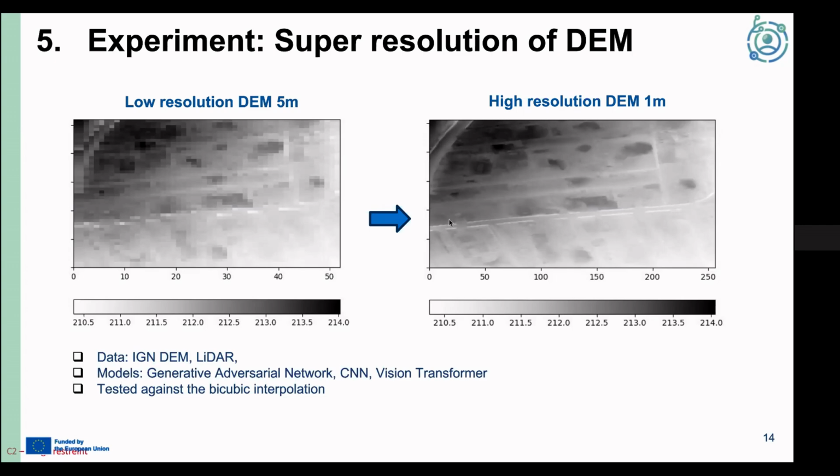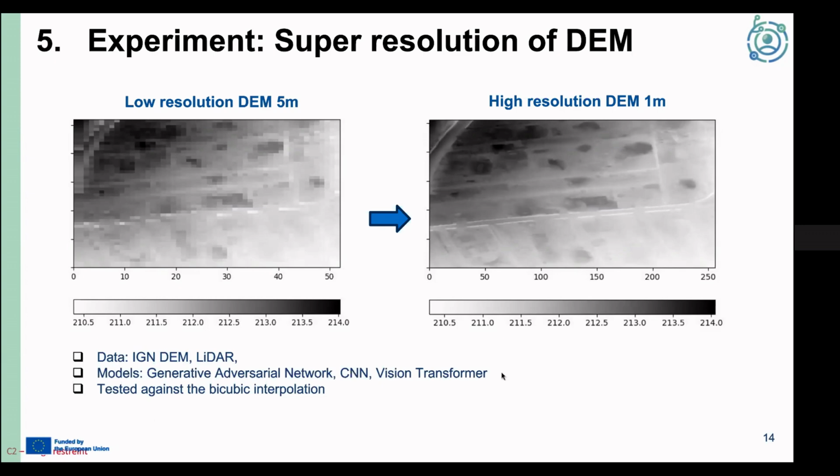Our data are from point clouds or from IGN, and we have been testing different models because, in the context of Extreme XP, we want to be able to test different models, which is quite automatic in our workflow. So Extreme XP also allows us to see the different training of a large palette of models. We have been testing generative adversarial networks, convolutional networks, and vision transformers.